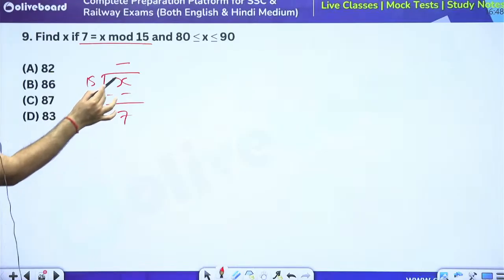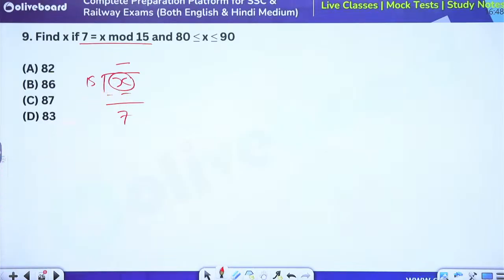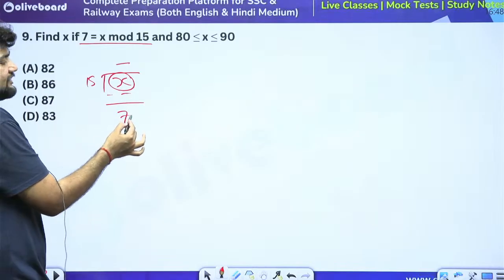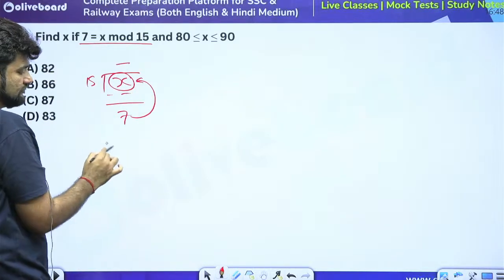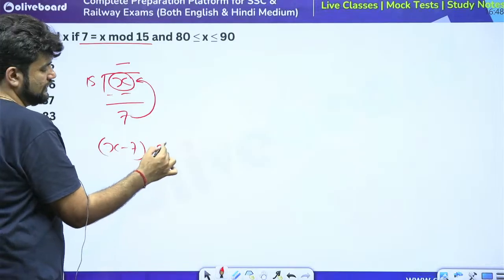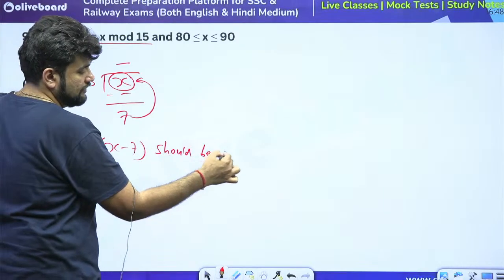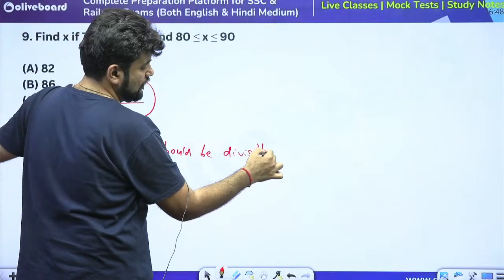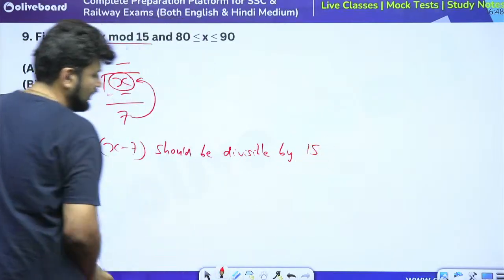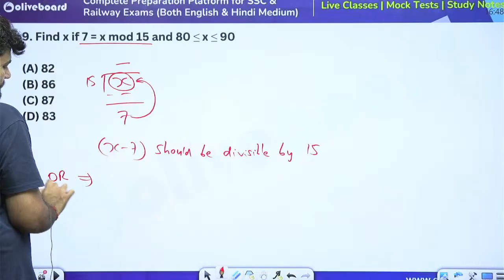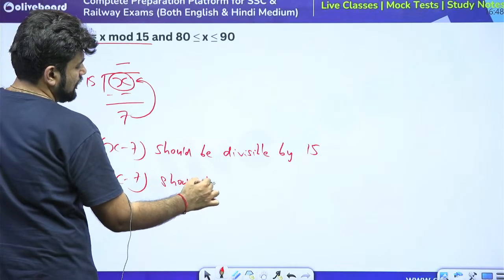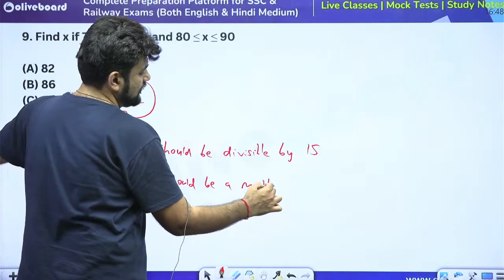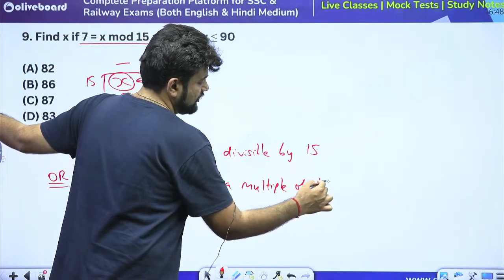Now that means this number, if I subtract 7 from it, should be divisible by 15. That is, x minus 7 should be divisible by 15. Or in other words, x minus 7 should be a multiple of 15, right?